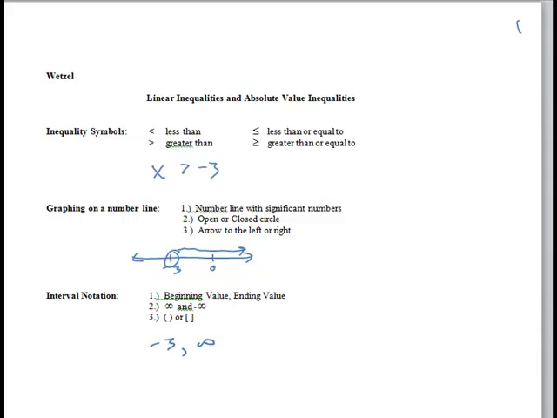So in this case, next to the -3, we're going to have a parenthesis because -3 is not greater than -3. So -3 itself is not part of the solution set, and we always have a parenthesis next to infinity, positive or negative infinity. So let's look at another example.